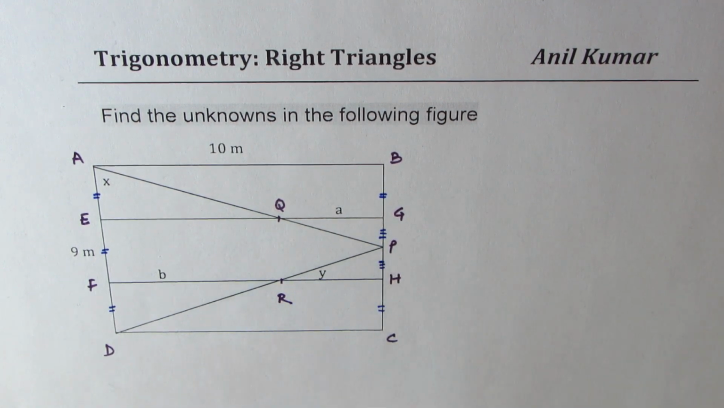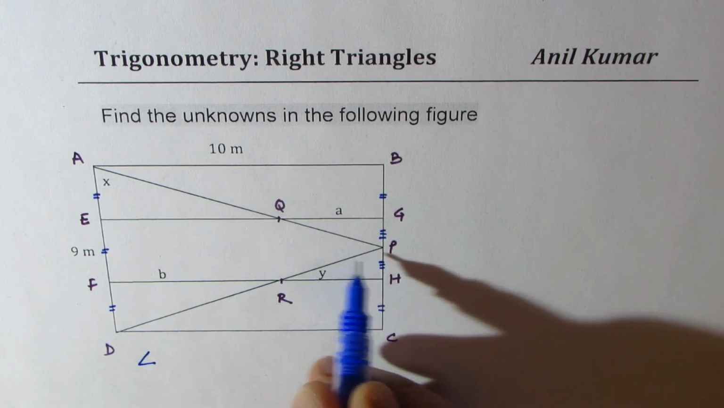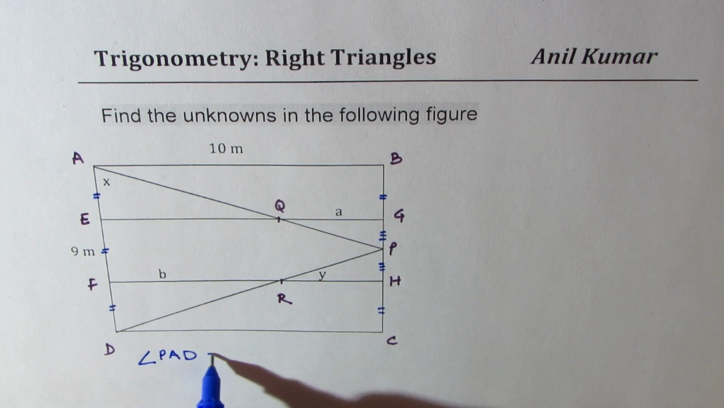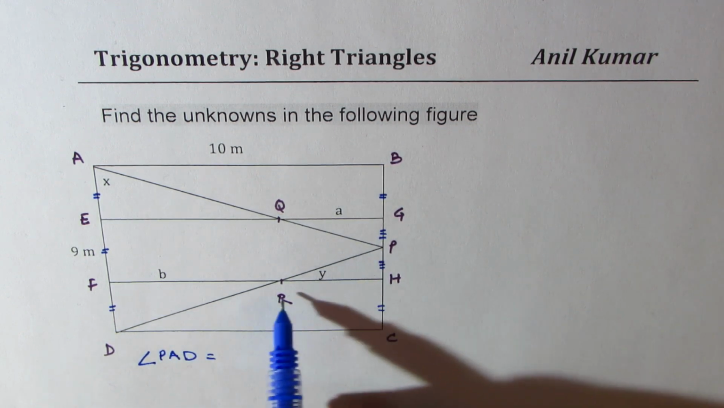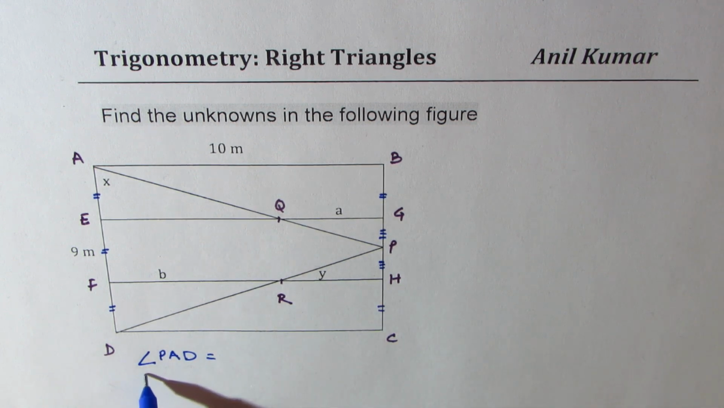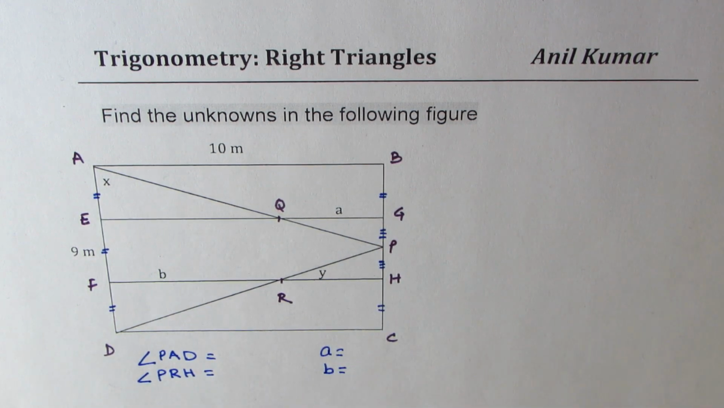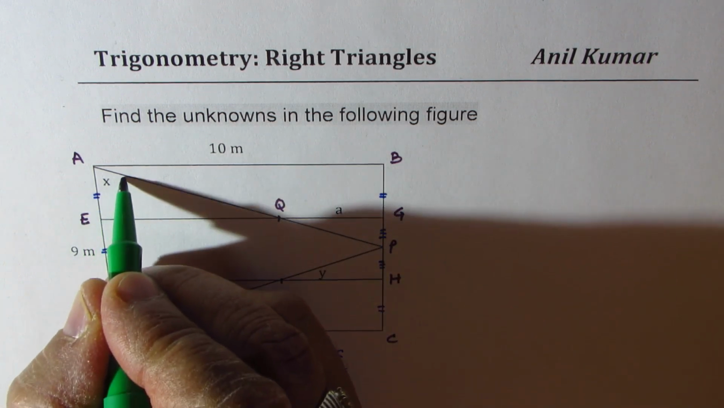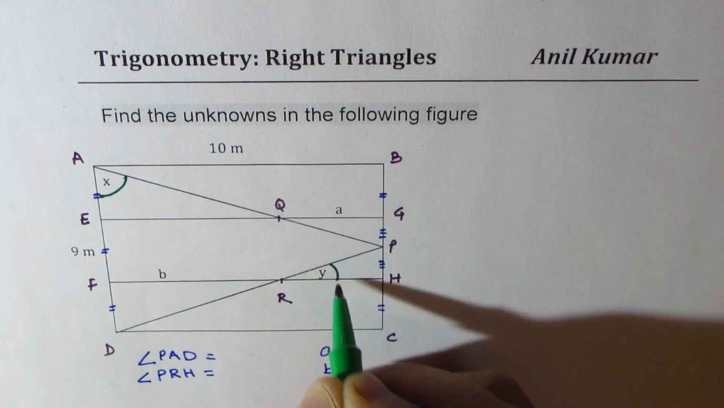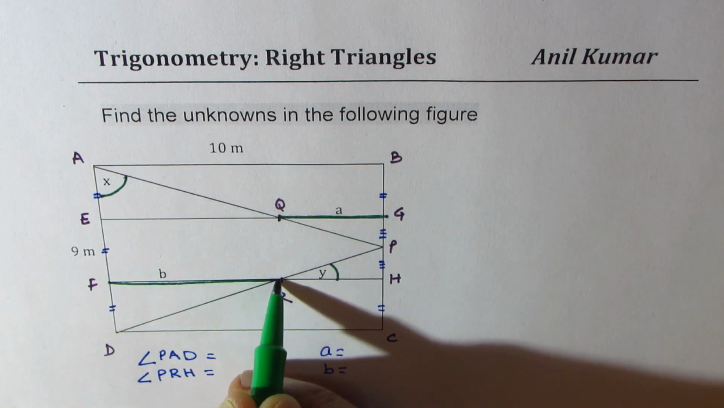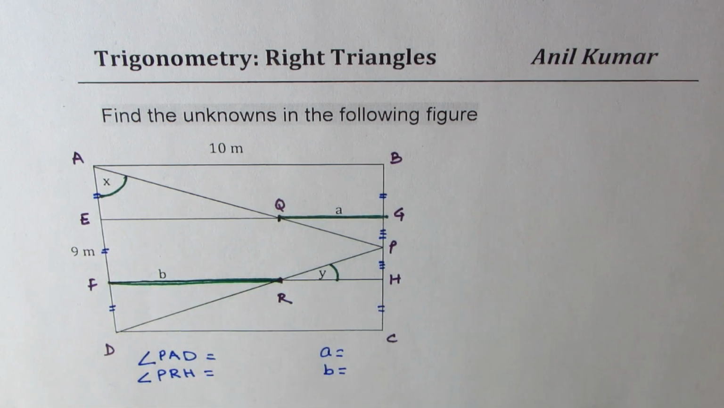And now what you need to find is angle PAD, that is angle X, right? So let me write PAD. You have to find the angle PRH, the angle Y. The sides A and B. You need to find what is A and what is B, correct? So the angles which you need to find are these angles and the sides are these. You can pause the video, answer, and then look into my suggestions.